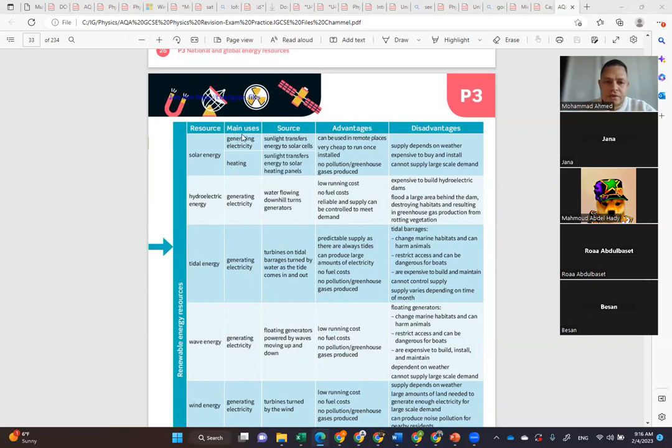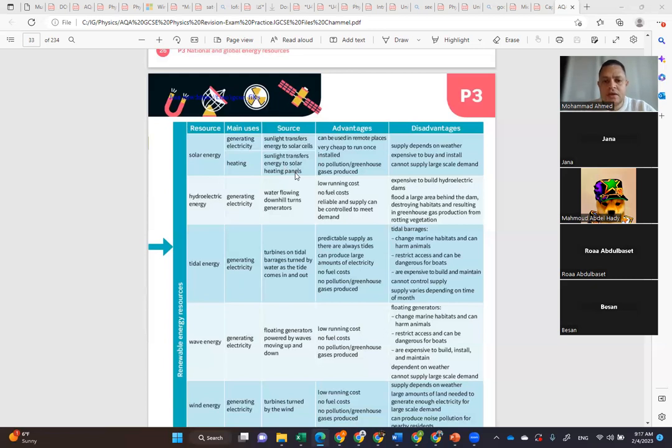The main uses of solar energy are generating electricity and heating. Sunlight transfers energy to solar cells. So we can have solar energy if we have solar cells built on the earth in places where sunlight is available, and the sunlight hits the solar cell, and the electrons start to move from the solar cell and generate electricity. Sunlight transfers energy to solar heating panels.